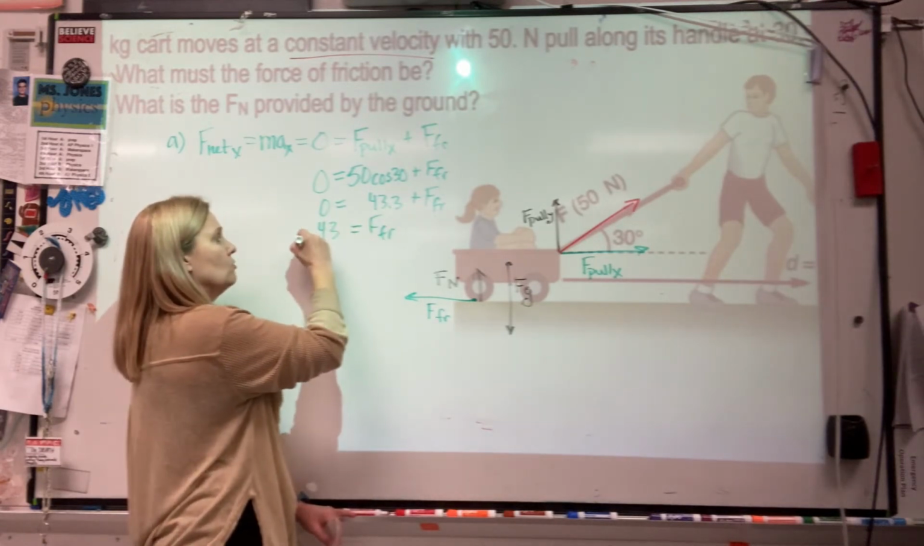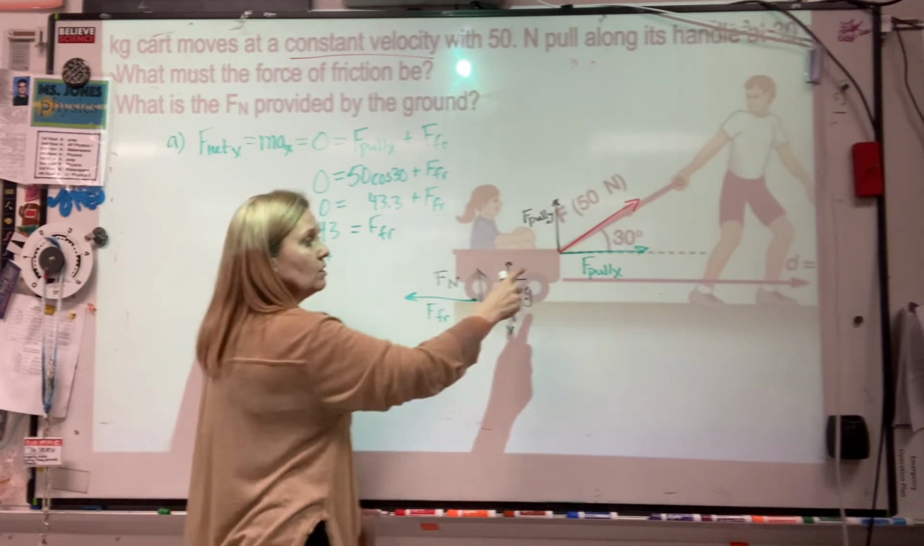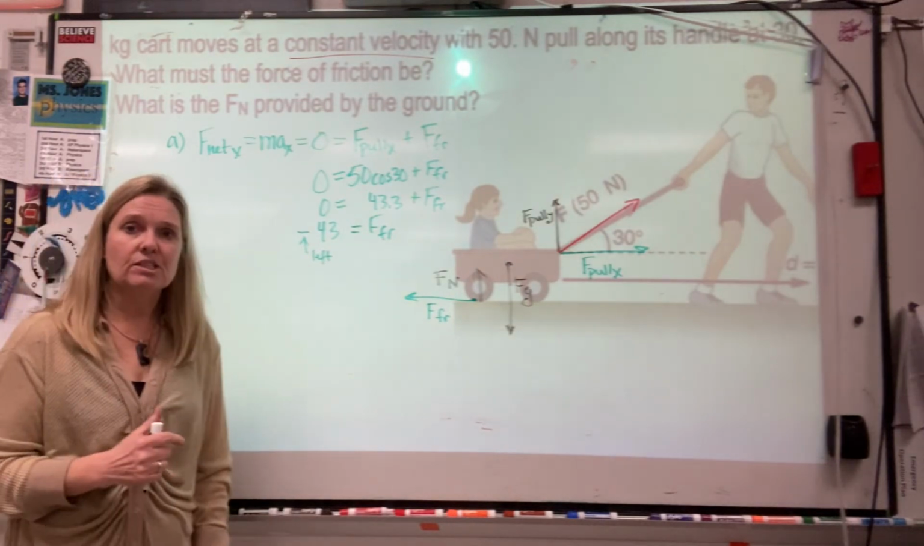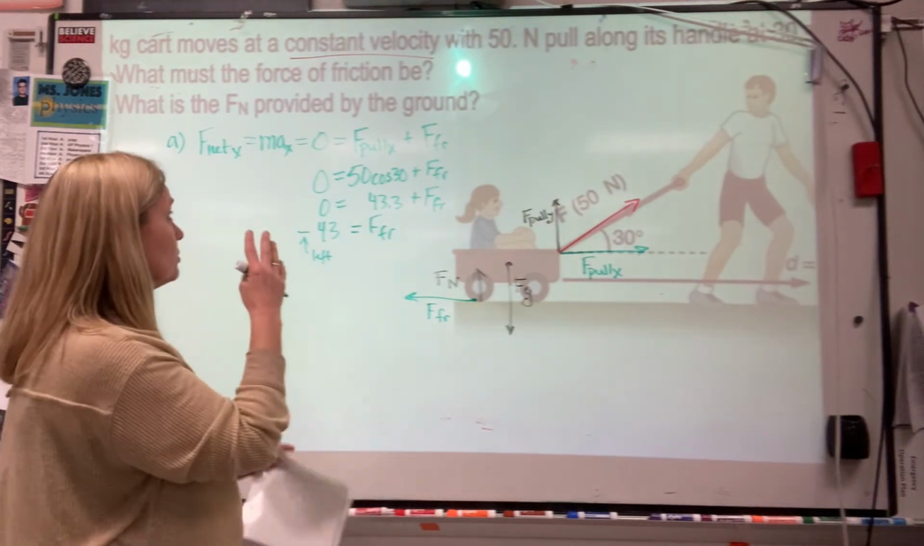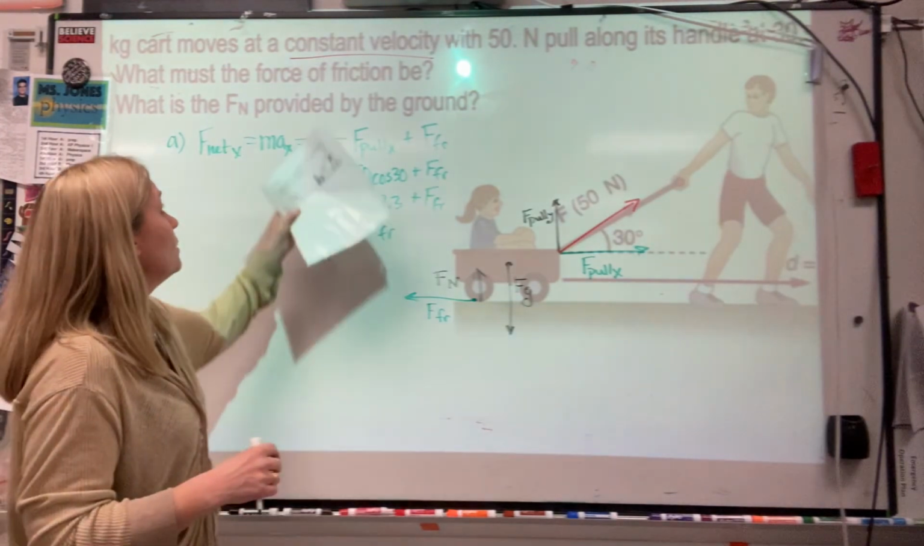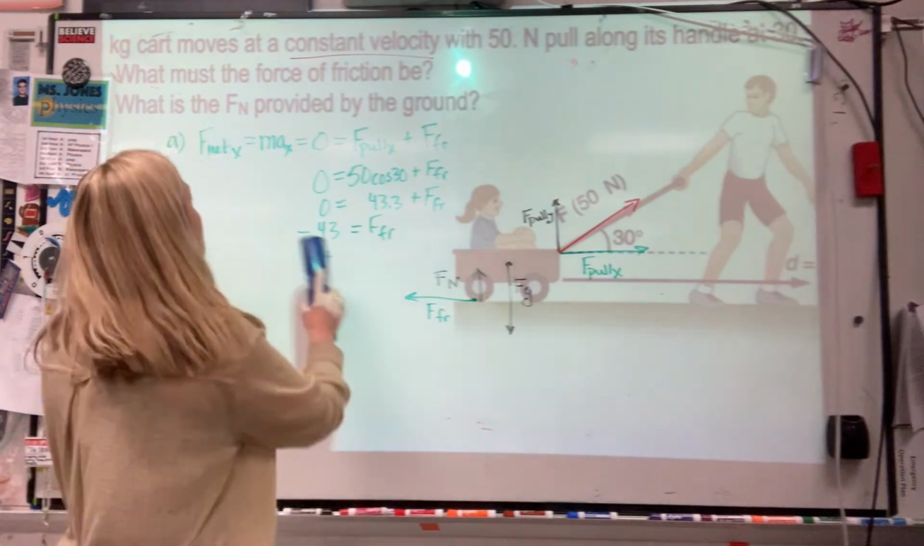All right. So this is because it's to the left, right? And it's opposing this force that's going to the right. All right. Easy peasy, right? 2 forces. We know they have to add to 0 because it's at constant velocity. All right. So what about the next part?